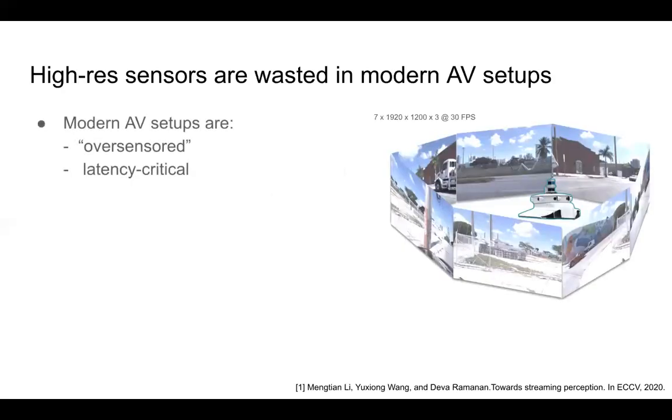Modern autonomous vehicle systems are often over-sensored. For example, in the Argoverse 1.1 dataset, there are 7 full HD cameras, each recording at 30 frames per second, in addition to other LiDAR and stereo cameras. Processing this high-resolution data leads to high latency, which is very undesirable for the time-sensitive and safety-critical task of autonomous navigation. We have too much data and too little time to process it.